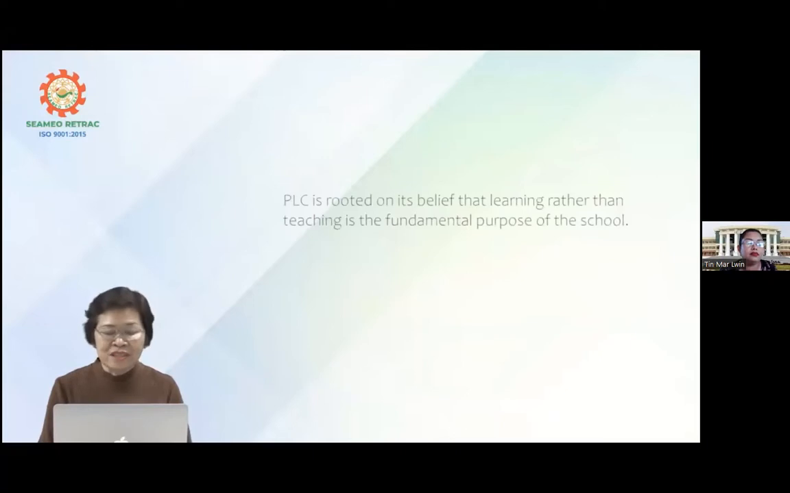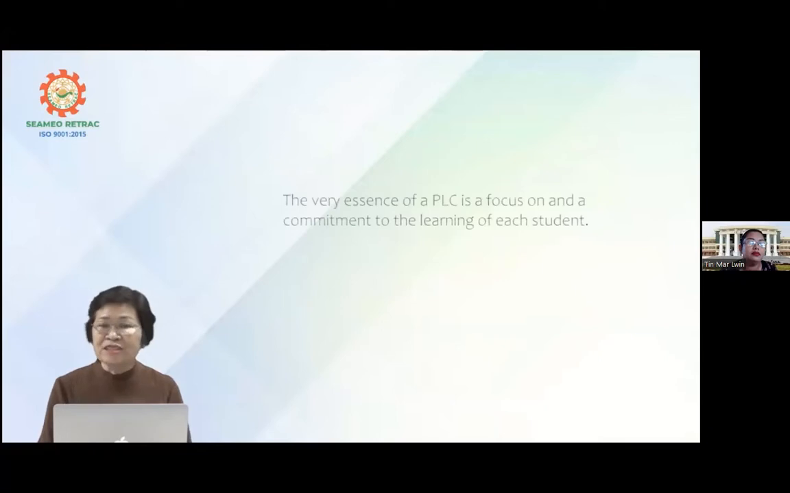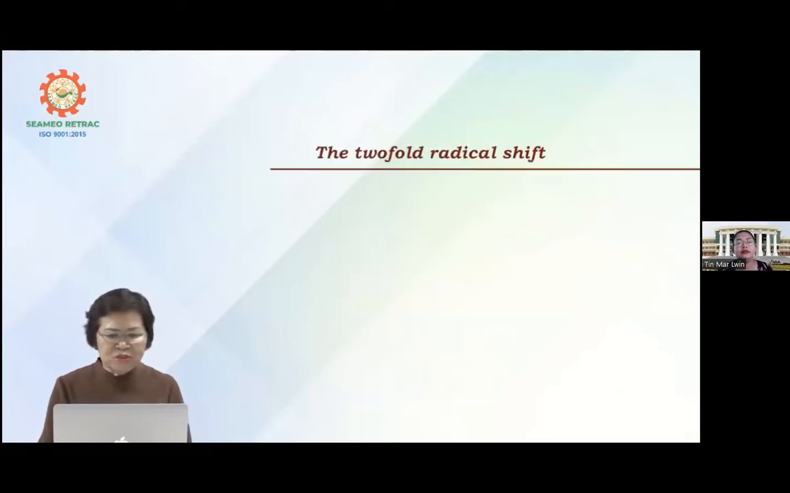A professional learning community is rooted in its belief that learning, rather than teaching, is the fundamental purpose of the school. The very essence of a professional learning community is a focus on and a commitment to the learning of each student. This requires a radical shift to impact a professional learning community. Thus, the twofold radical shift is as follows.